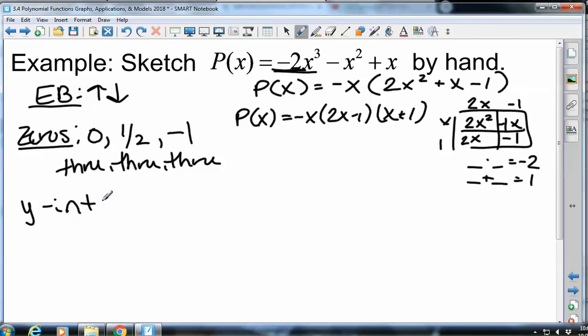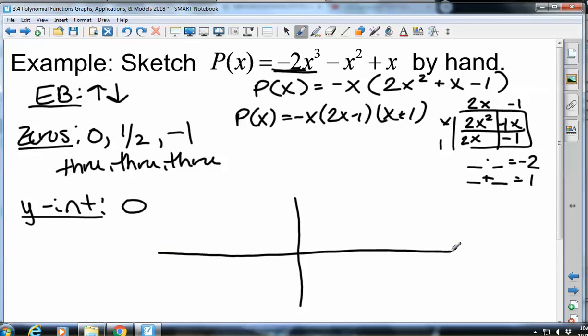Next thing we need is y-intercept. If you plug in a 0 for all of your x's, what do you get out? 0. Okay, so my graph should start up here and end down here, touching the x-axis at -1, 0, and +1/2, touching the y-axis at 0. So we're going through all of those, so we hit this, go through, hit that one, go through, hit that one, go through. My graph looks something like this.